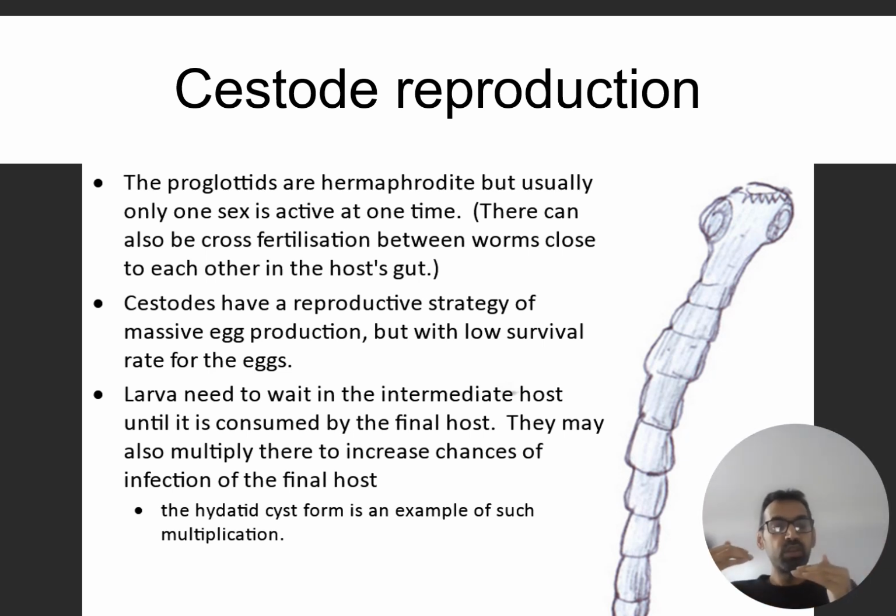Once a low number are converted into the larval stage, these larvae need to wait in the intermediate host to be consumed by the final host, and then they multiply and increase the chance of infection within the final host.